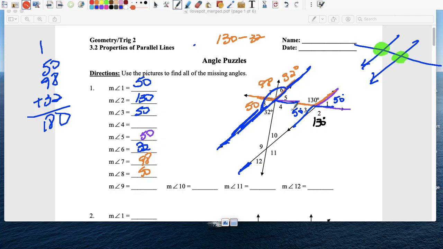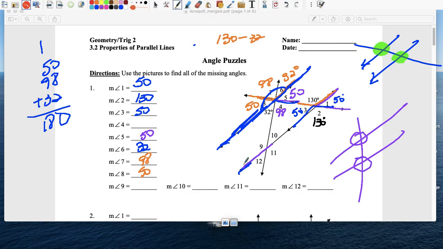And again, we can do the same thing as before. So 130 minus 32 gives us that angle, which is 98. And angle 5 over here is 50. A little messy. Okay, so now we can take these numbers and put them down here, because there's another relationship here. These angles and these angles are the same.